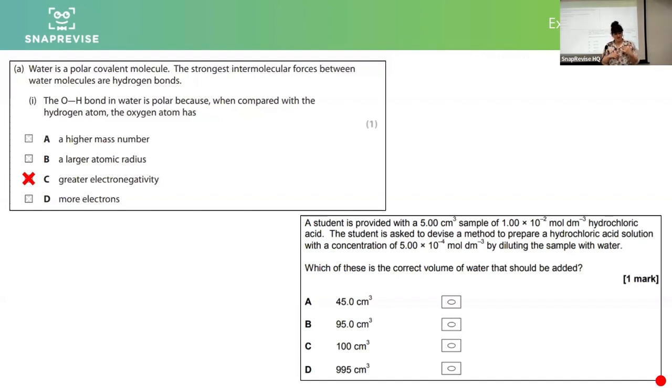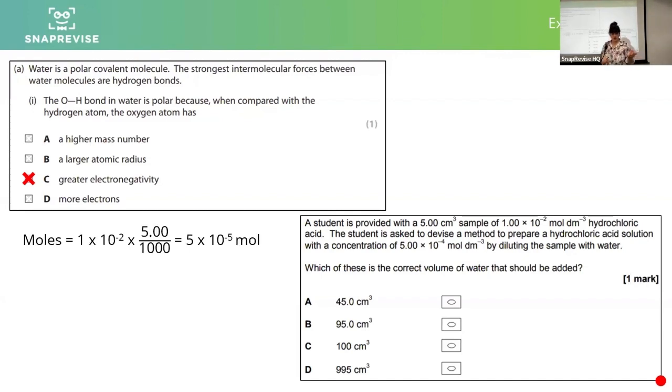Larger atomic radius is similar to more electrons, I guess, and the higher mass number. Well, when is higher mass number? We've never used that as a way to talk about electronegativity or bonding and structure, etc. So that's definitely wrong. B and D even do have a connection, but they're not explaining the answer. They are not the cause of the polarity difference between hydrogen and oxygen, which is why the bond is polar. So it has to be C. If we're answering the question fully, it has to be C. The second question on this page, well, we need to do a little bit of calculation to do with this.